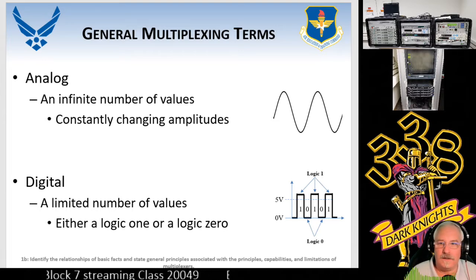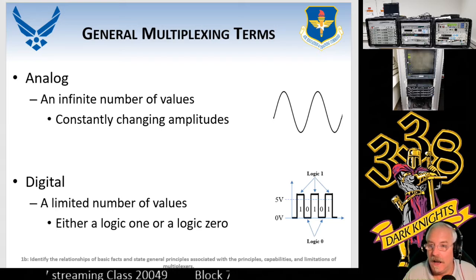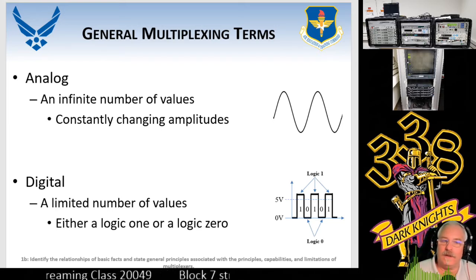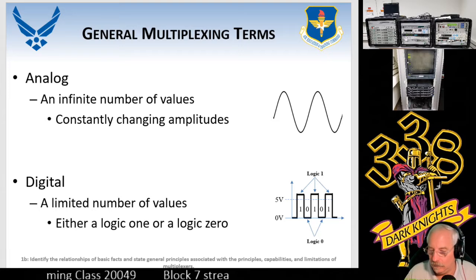Digital, it's either a 1 or it's a 0, and normally it's described with voltages, the normal range being from 0 to 5. So that's the reason why that is limited.